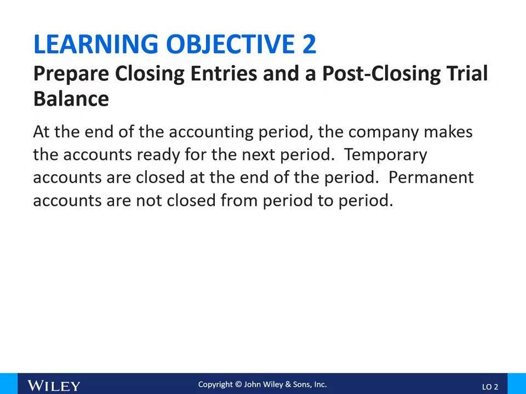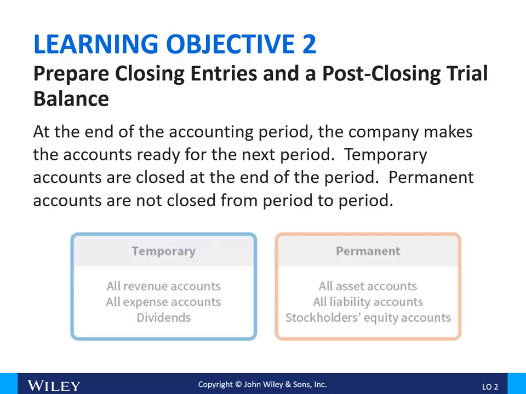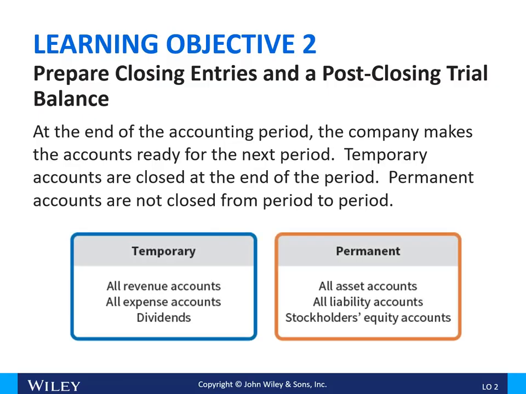Okay, now we've got some new terminology. We've got assets, we've got liabilities, stockholders' equity, and now we're going to say the accounts are temporary or permanent. A lot of classifications in accounting. So what are temporary and permanent accounts? Temporary accounts are all revenue accounts, all expense accounts, and dividends. So income statement accounts and the dividends is temporary. All assets, all liabilities, all stockholder equity accounts are permanent. Those are the balance sheet.